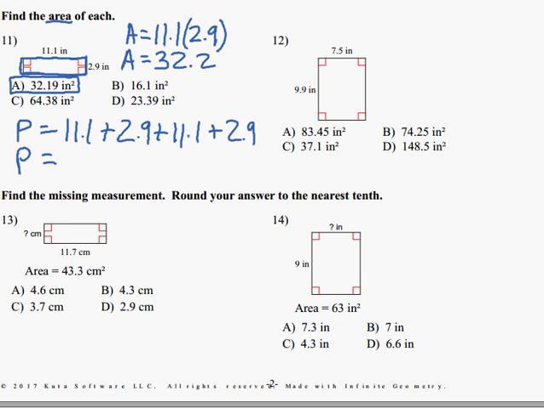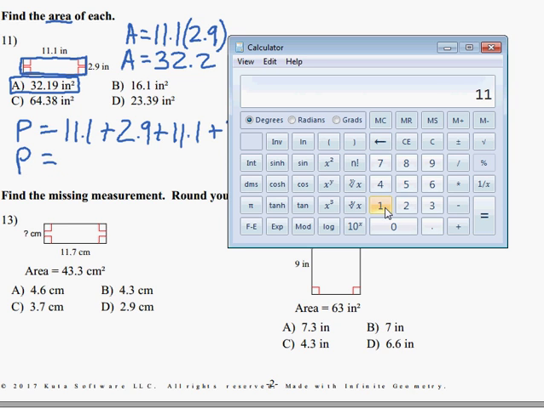I go to my calculator. 11.1 plus 2.9 plus 11.1. My calculator is not working right. 11.1 plus 2.9, 28.